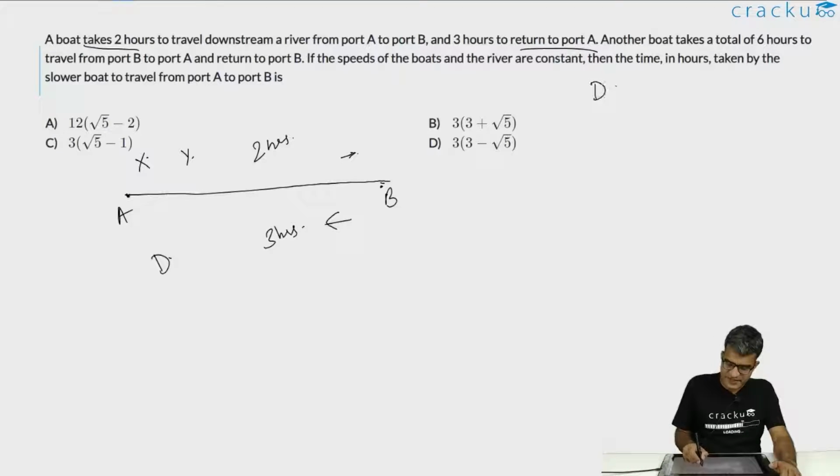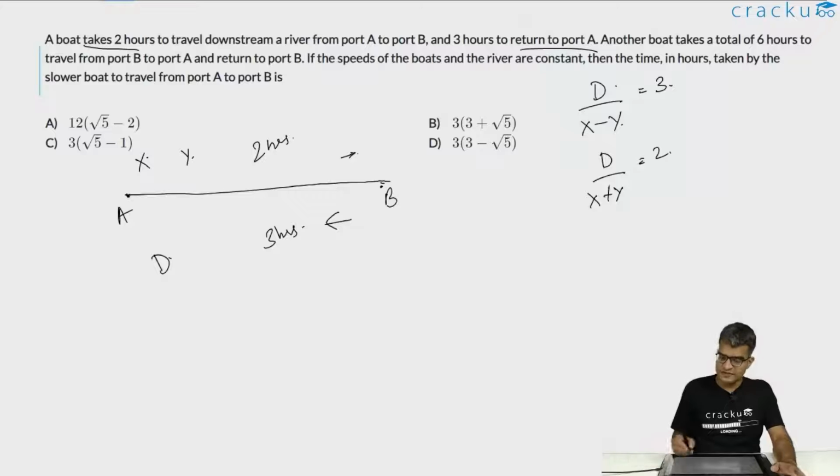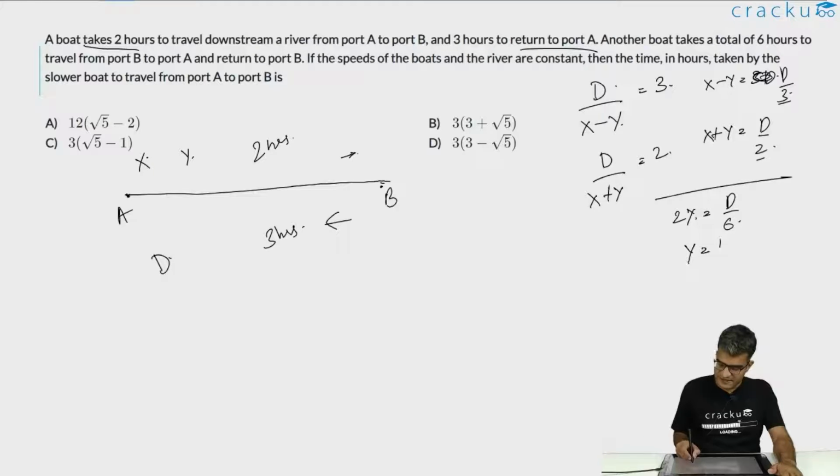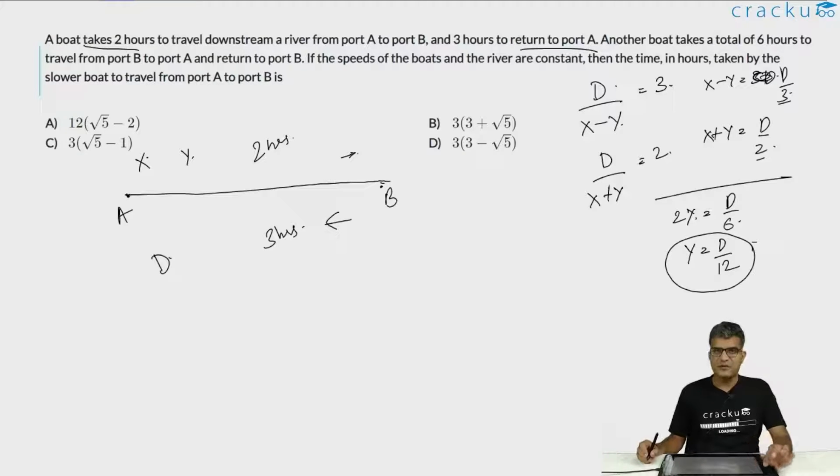We have D divided by X minus Y, when it is traveling upstream, is equal to 3, and D divided by X plus Y is equal to 2. If you take the reciprocals of both of them, X minus Y is equal to D by 3, and X plus Y is equal to D by 2. Or it would imply that the value of 2Y is D by 2 minus D by 3, which is equal to D by 6. Or the value of Y is equal to D by 12. So the speed of the water is the distance divided by 12.